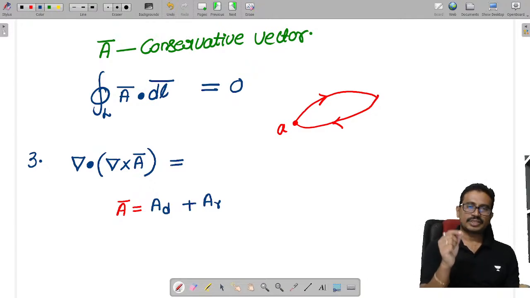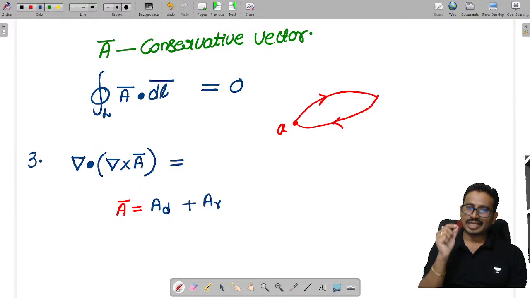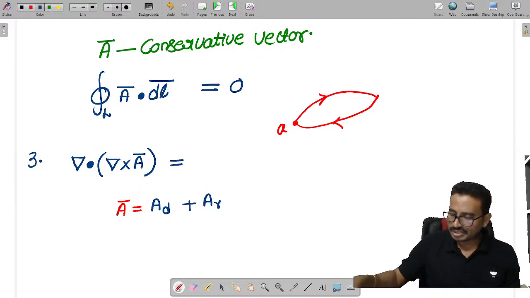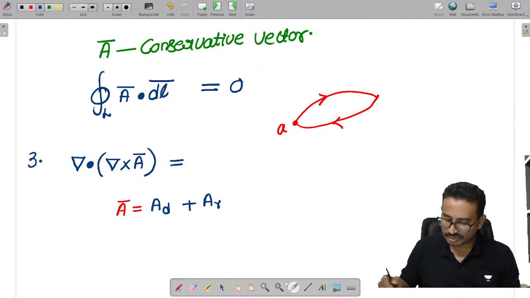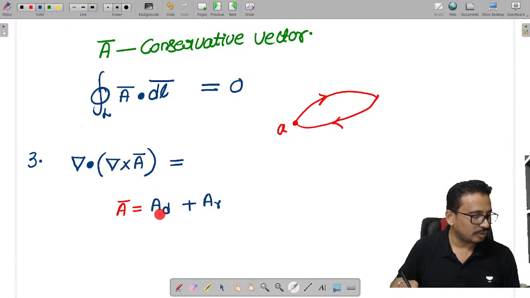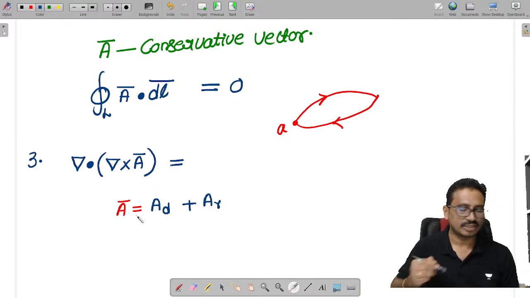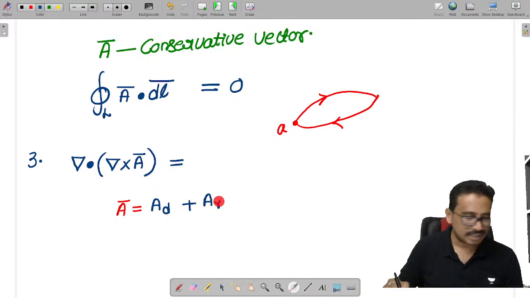ED stands for the amount of vector having only diverging nature. What does this ED stand for here? Look here, all of you. This part has only diverging nature. And what nature does this ER stand for, you tell me? Rotational nature, or the curling nature.